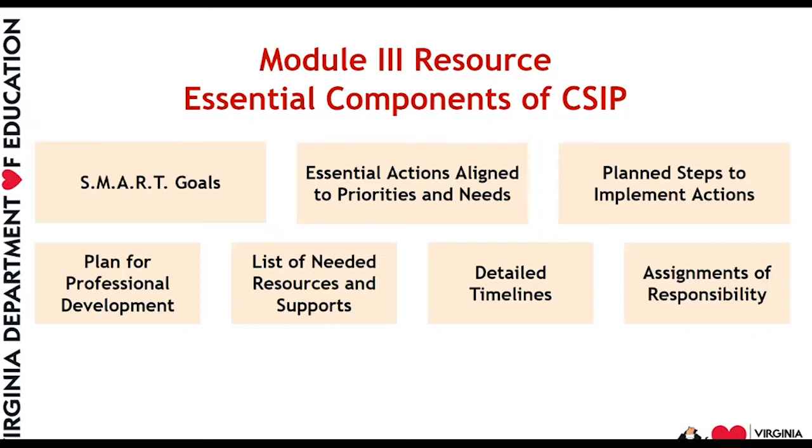Part of your CSIP, of course, is including what professional development is needed. If you want to reach this SMART goal and implement this particular strategy, what PD is needed to help move you in that direction? Also, what resources and supports are needed? What might you need to purchase? Who might you need to invite in as an additional support to help move your school in the direction you're headed? In your CSIP, you also have those detailed timelines, right?